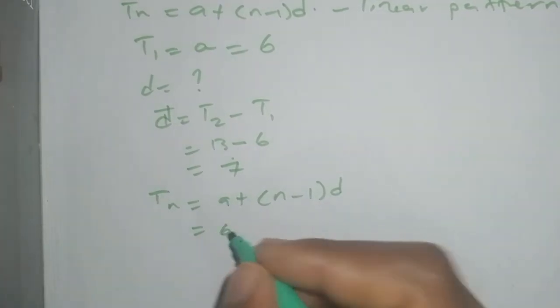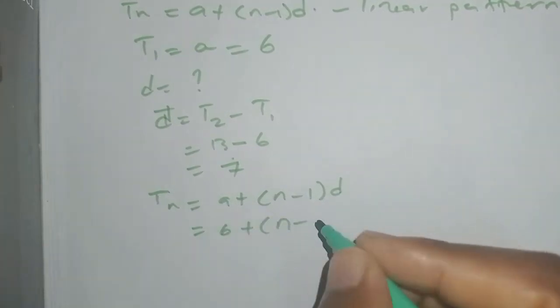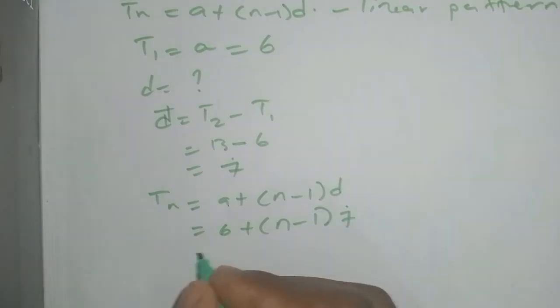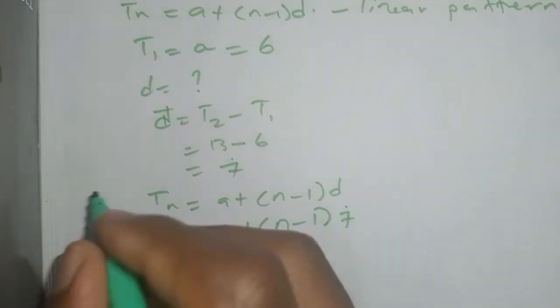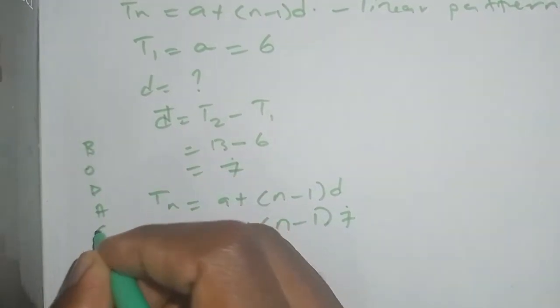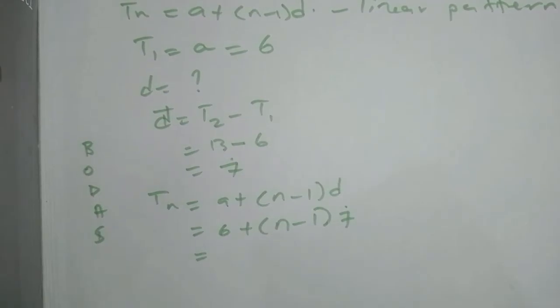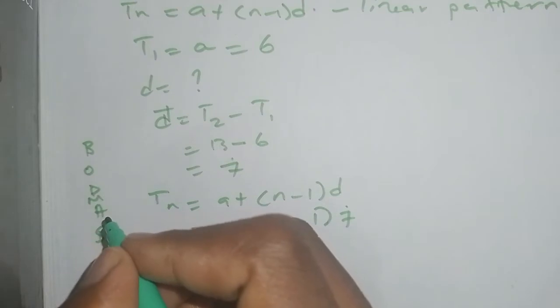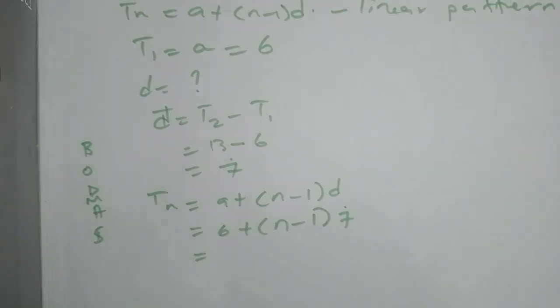In this case, I believe it is 6 plus (n subtract 1) times 7, right? D is 7. Remember, BODMAS says deal with the bracket first. BODMAS, deal with the bracket first.